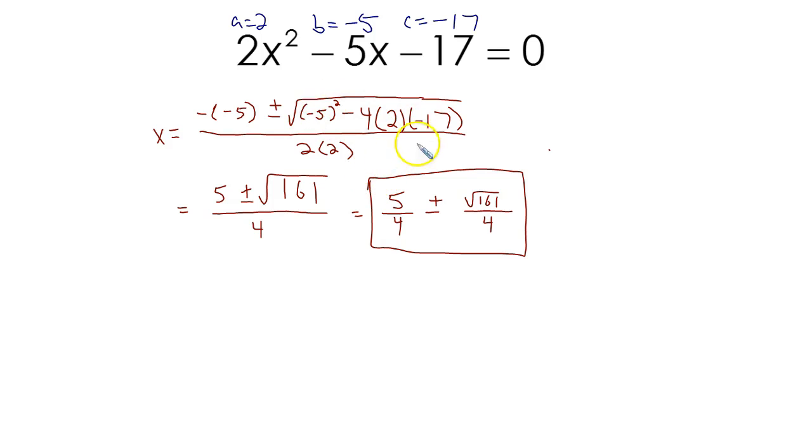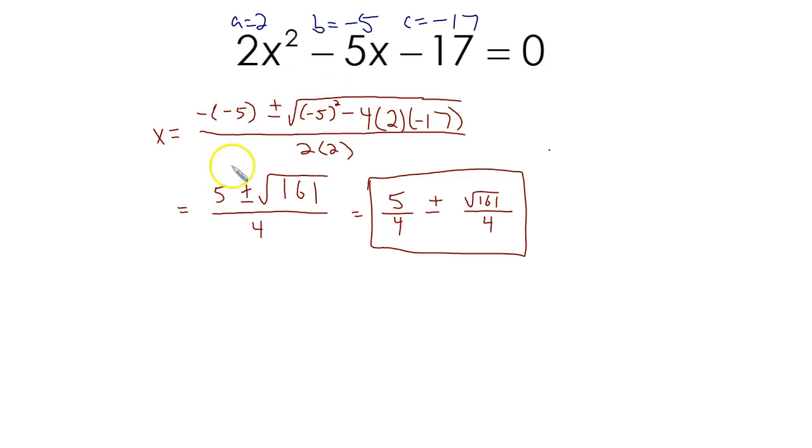We don't want that. When we put parentheses around the negative 17, it lets us know that we're multiplying 4 times 2 times negative 17, and it's not subtraction there. The only subtraction is in front of the 4. So just be careful when you plug things in.